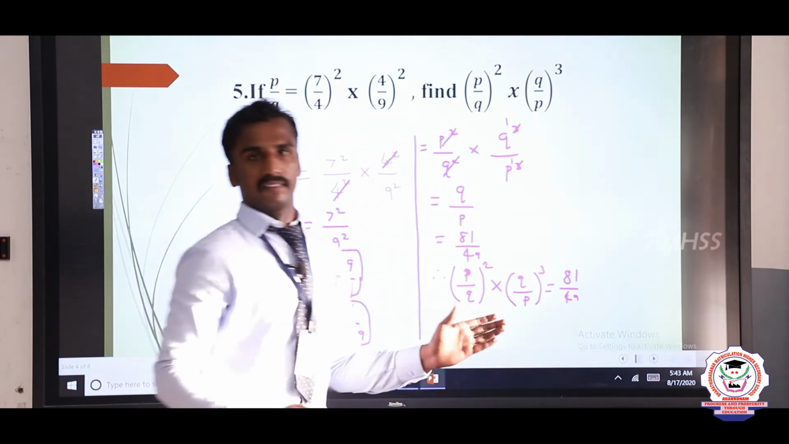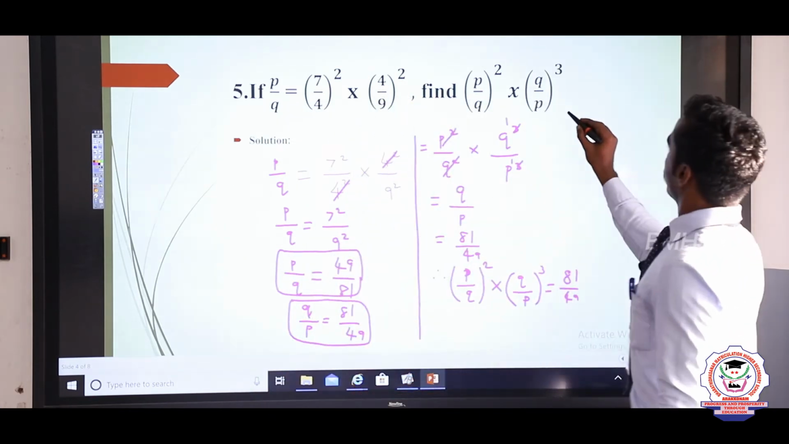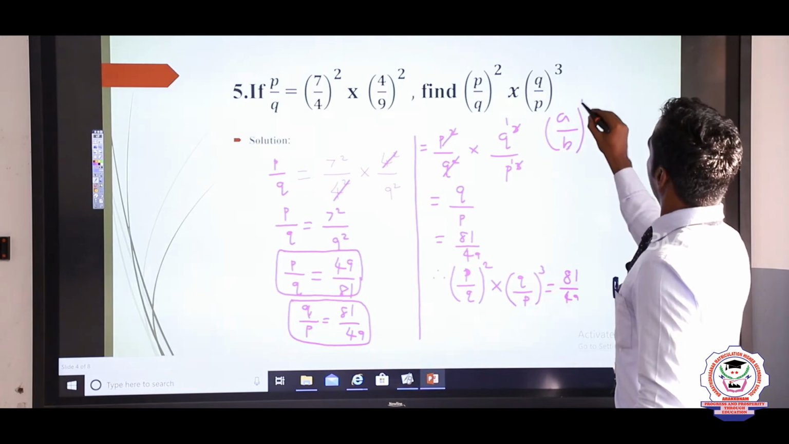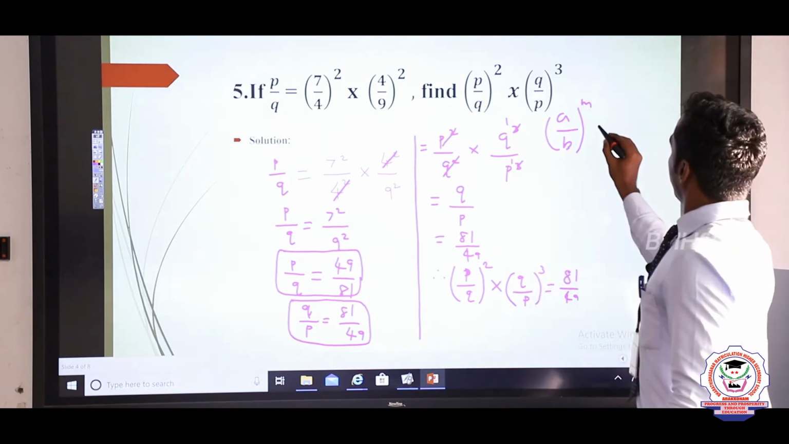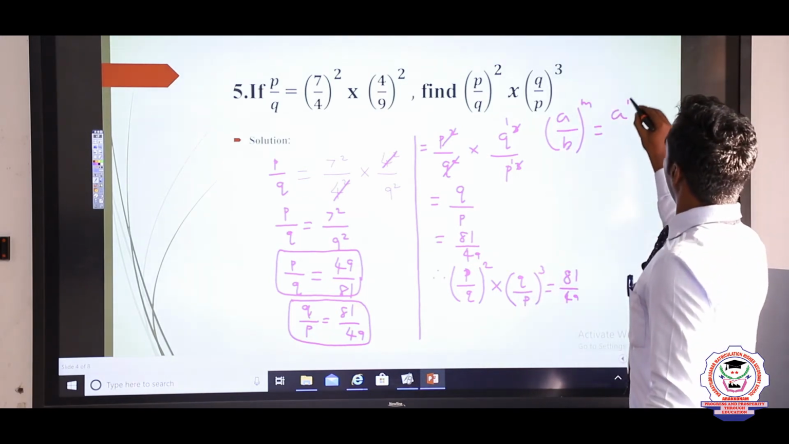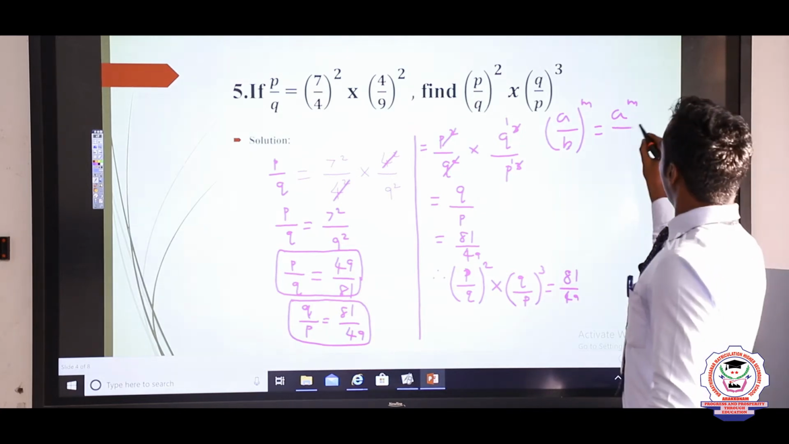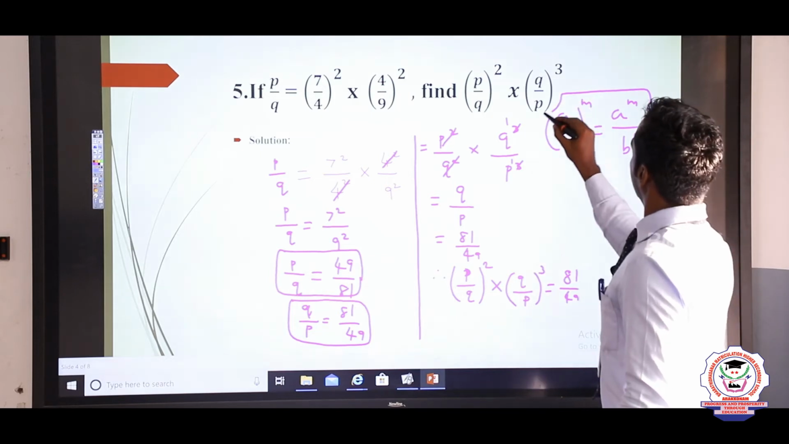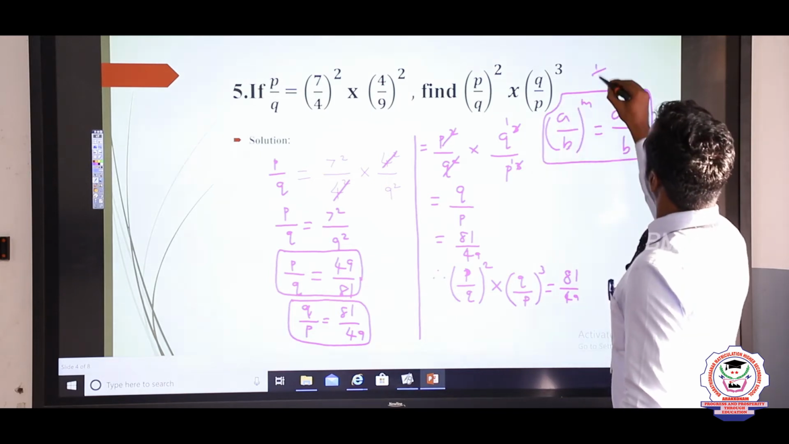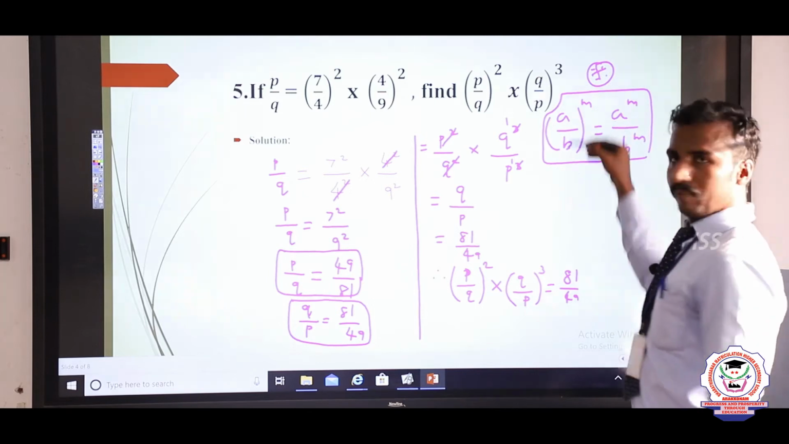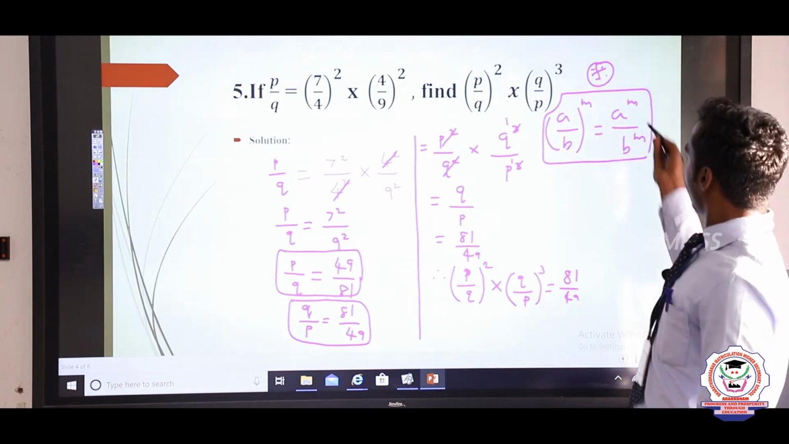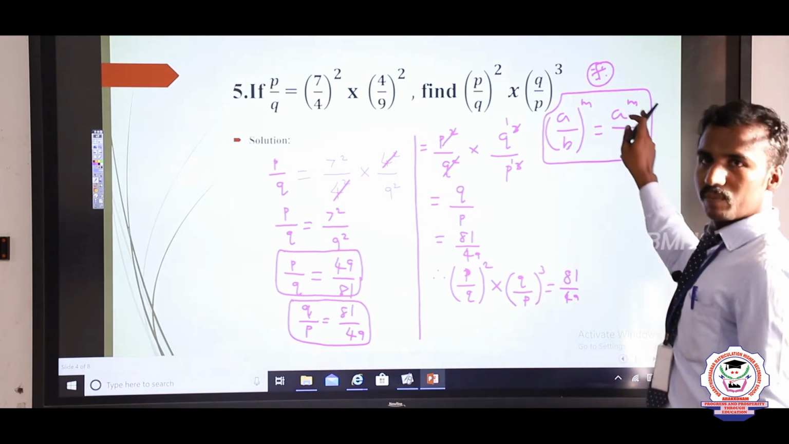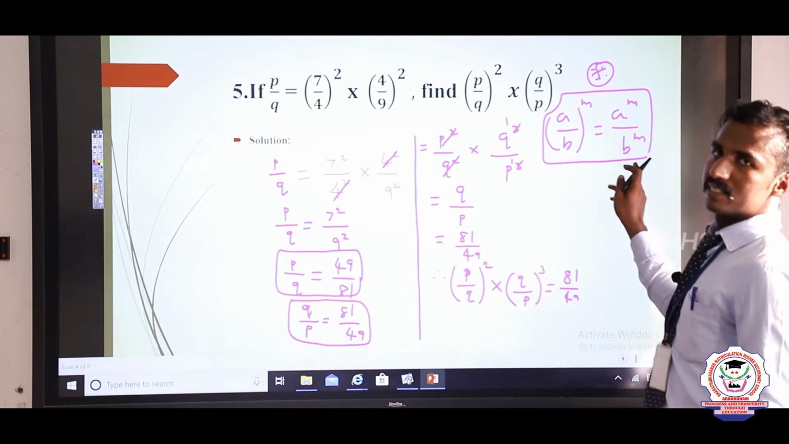So what is the formula? A by B whole power m equals A power m divided by B power m. This is a formula. A by B whole power m equals A power m divided by B power m. Bases are different, exponents are equal. M only. A and B are the base elements.